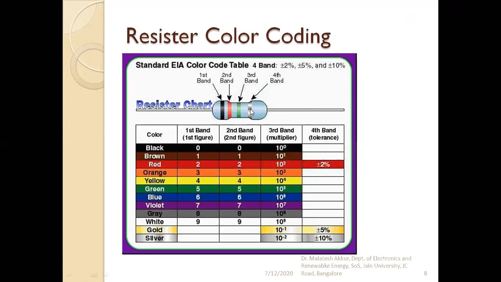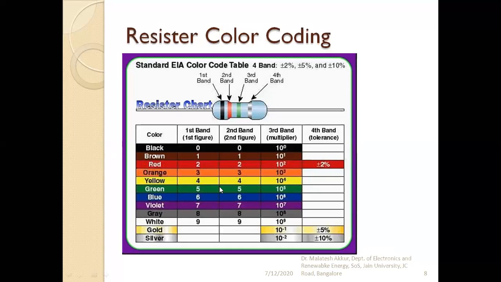And the last band is the tolerance band. It is silver. It may be either gold or silver, or no color also. Usually it will be gold or silver. If it is gold, the tolerance will be 5%. If it is silver, the tolerance will be 10%. I'll give another example, I think you can guess now.